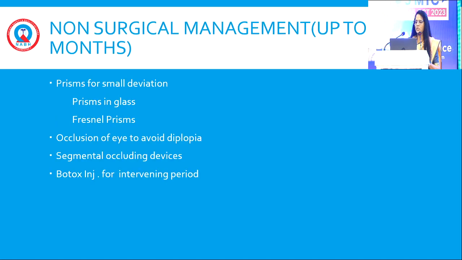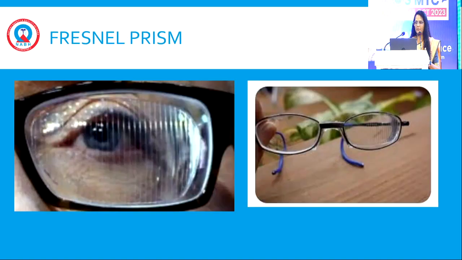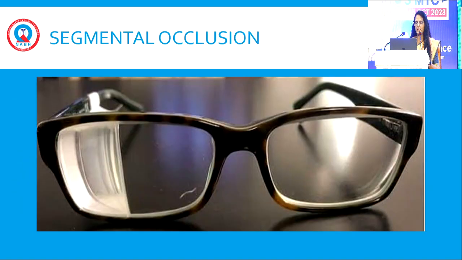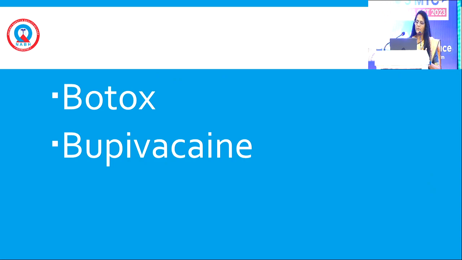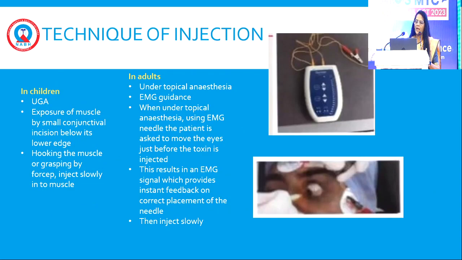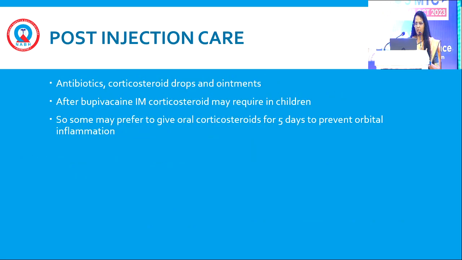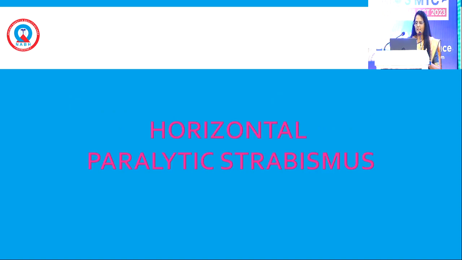Non-surgical management, up to 6 months, can be prism in glasses, Fresnel prism, occlusion of one eye, segmental occlusion, or Botox injection. Prism in glasses is the important part we can do temporarily, or sometimes we may have to give Fresnel prism, segmental Fresnel prism, or we can go for Botox. We have to take support of EMG to do this. Dose and combination is purely the surgeon's choice.